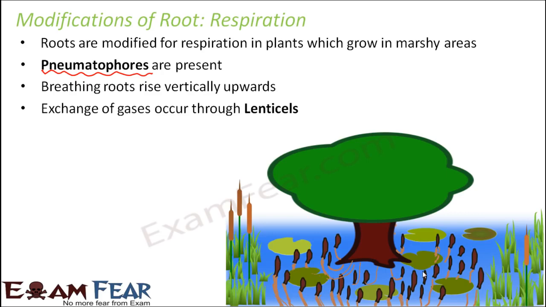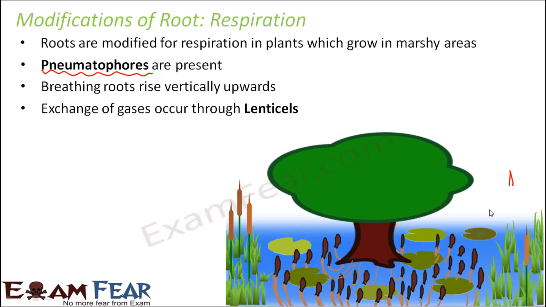One example of such plants where pneumatophores are present is mangrove, which is also known as Sadabahar in India. In mangrove plants also you will see that these pneumatophores, or the breathing roots, rise vertically upwards. They come out of the water like conical spikes. You can see these brown structures, they represent those spike-like structures, somewhat like this. You will be able to see them coming out of the water. They are nothing but those breathing roots.